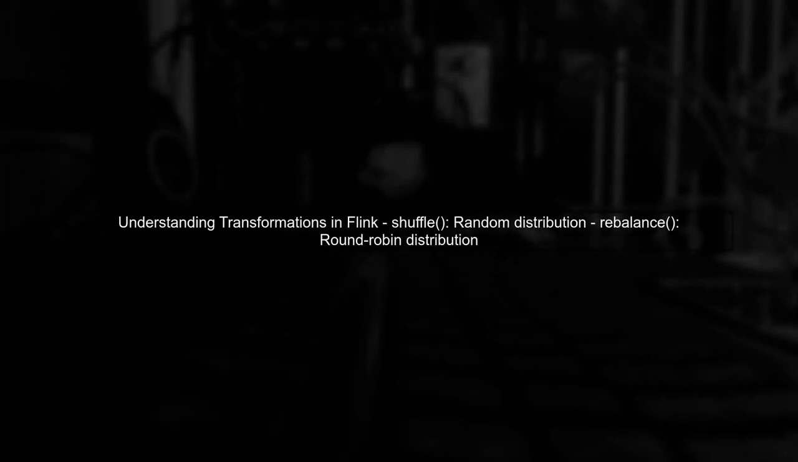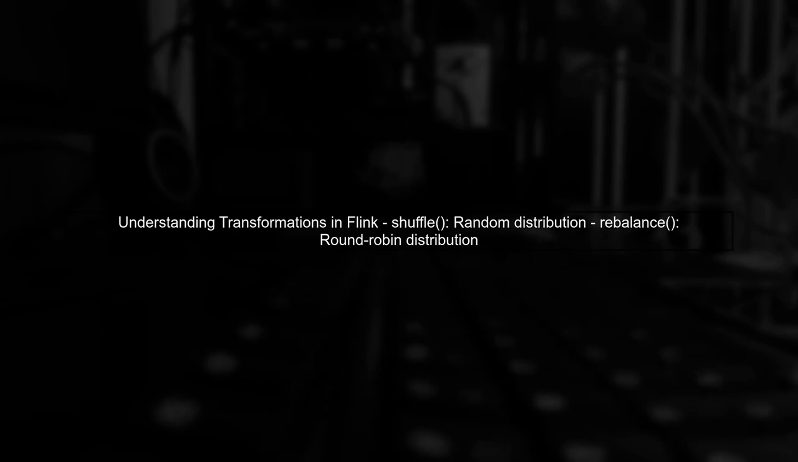Now, let's continue on. Let's begin by understanding the two transformations in Apache Flink, shuffle and rebalance. Both are used for redistributing data across partitions, but they do so in different ways.